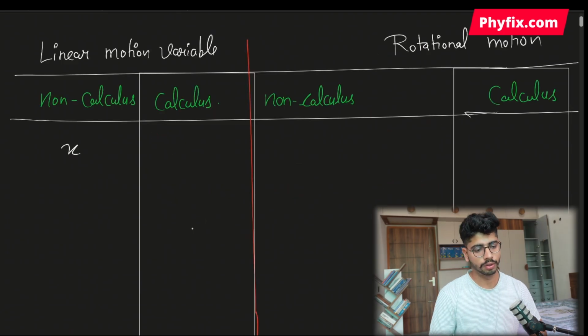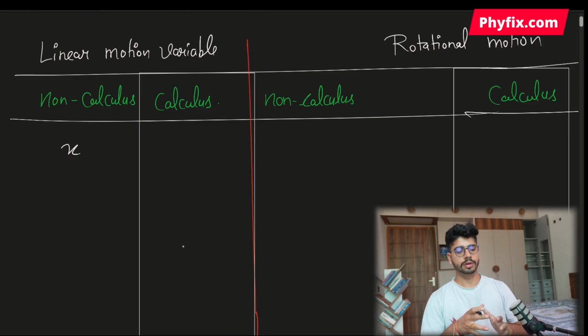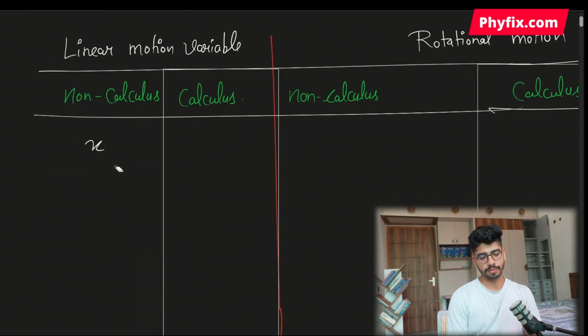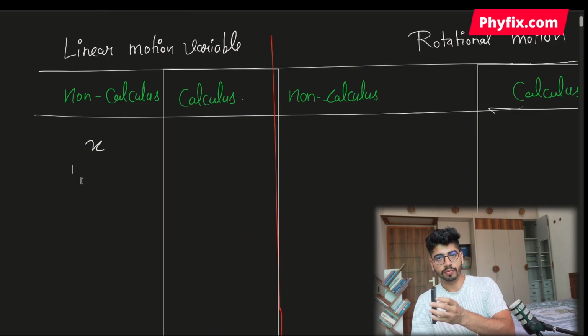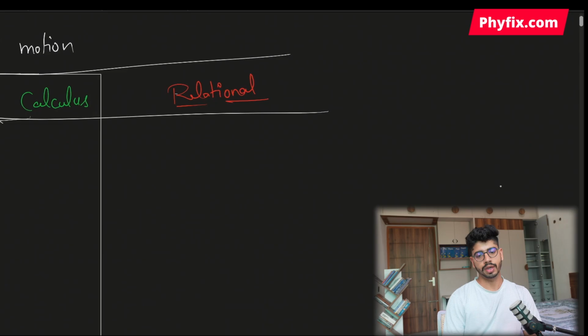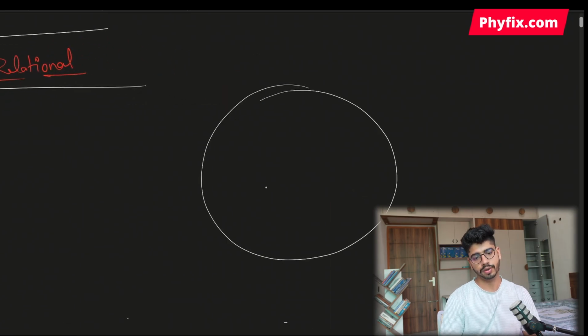Let's discuss the differences between the linear variables and the rotational variables. So x is the linear displacement, when the object gets moved from one position to another. And in rotational dynamics, we have angular displacement. Let's suppose a particle is rotating, and it gets moved from this position to this position. This angle we call the angular displacement.